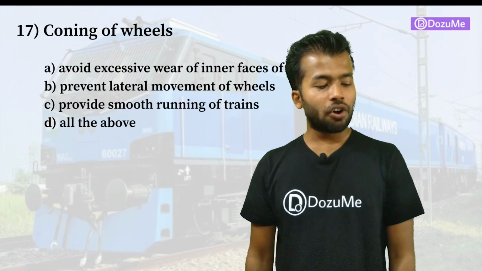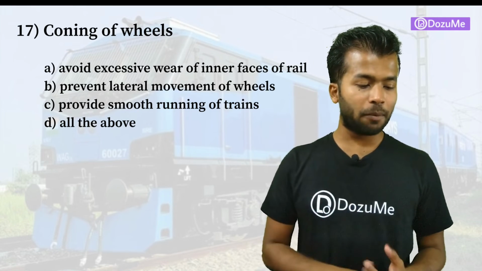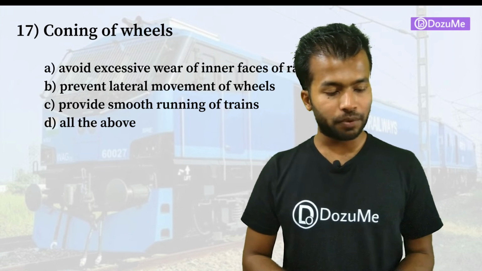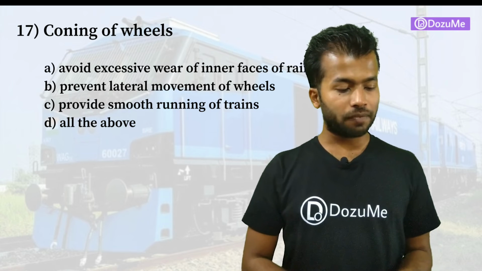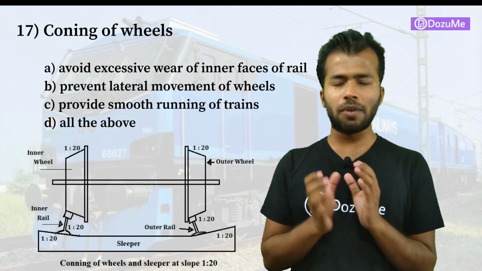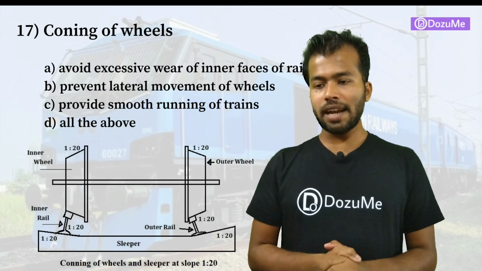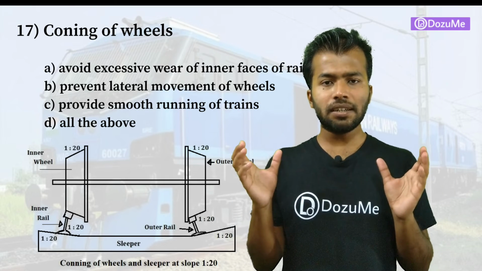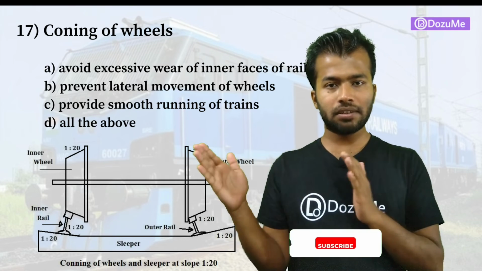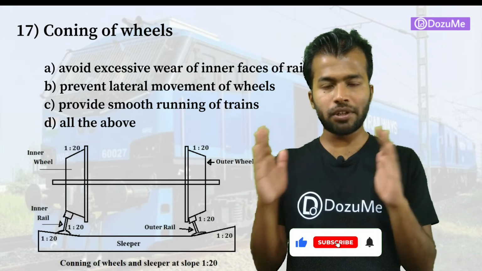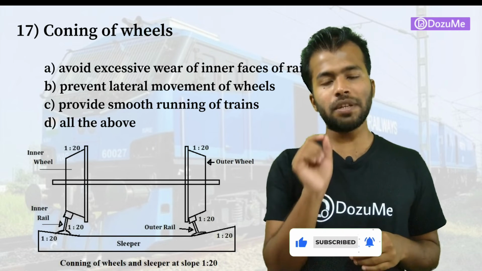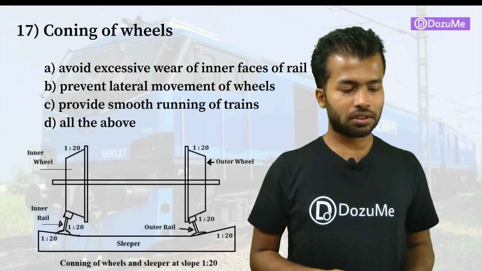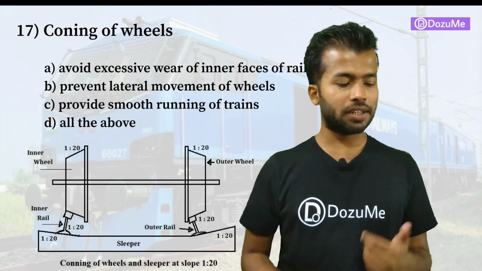Question number 17. The coning of wheels: option A, avoid excessive wear of inner face of rail; option B, prevent lateral movement of wheels; option C, provide smooth running of trains; option D, all of the above. So what is coning of wheels? Coning of wheels means an extra slope inward for better stability and to avoid lateral movement. It avoids the lateral movement of the train, and the amount of slope is 1 in 20. So option D will be the correct answer, as it ensures all of the criteria.